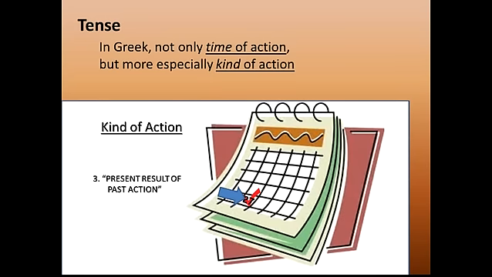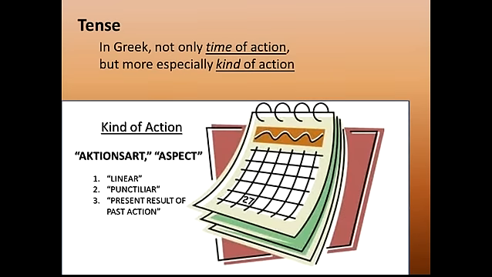And then there is action that is the present result of some past action. Something occurred a couple of days ago, and it resulted in a state, a status that is ongoing even today on the 27th day of the month. This will be present result of a past action. So these three kinds of action, linear, punctiliar, and present result of a past action, are the kinds of actions that we're thinking about when we say tenses in Greek indicate different kinds of action.